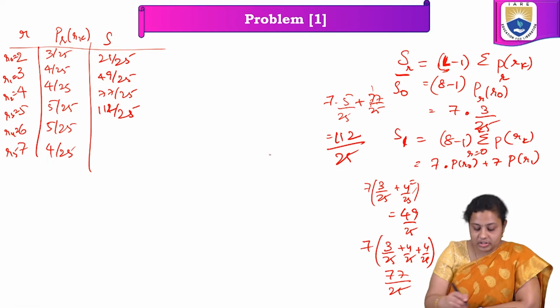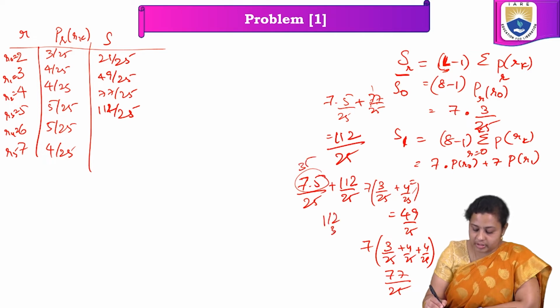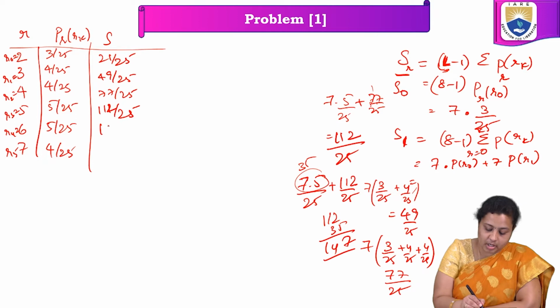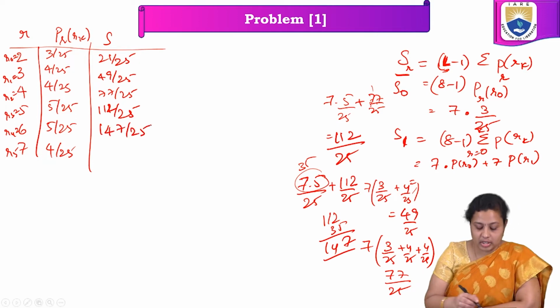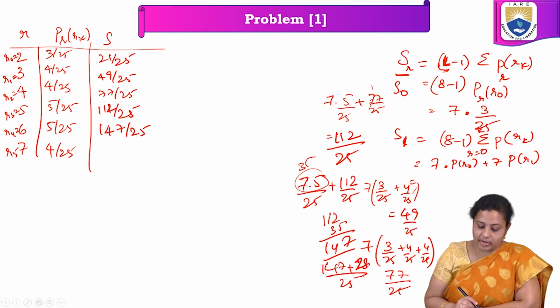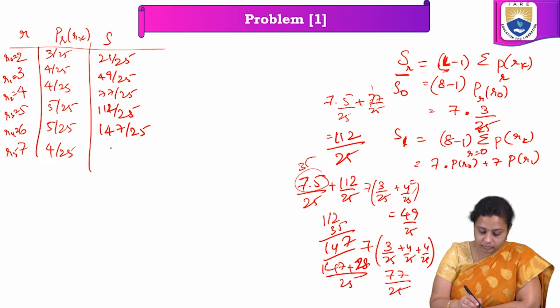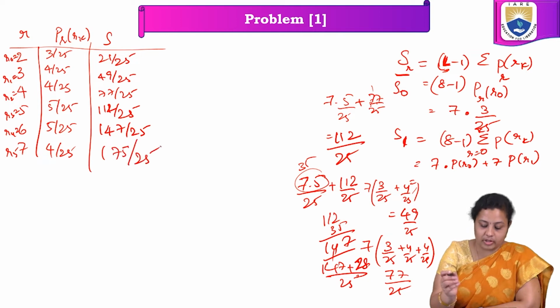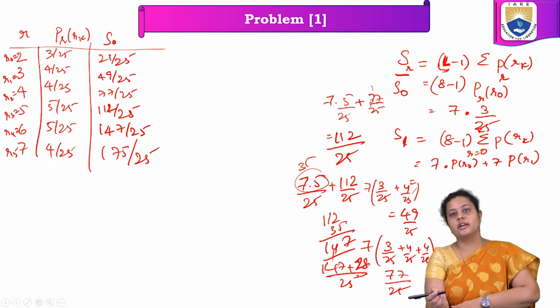Now after this, how do we get the next one? 7 into 5 by 25 plus 112 by 25. That is 7 into 5, which is 35, so 112 plus 35 is 147 by 25. Next is 147 plus 7 into 4, which is 28, by 25. So what do we get? We get this value to be 175 by 25. So this is my output intensity values, right?